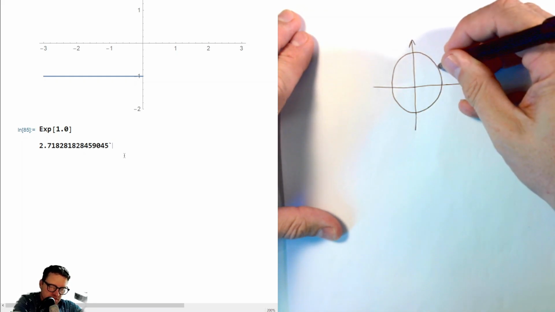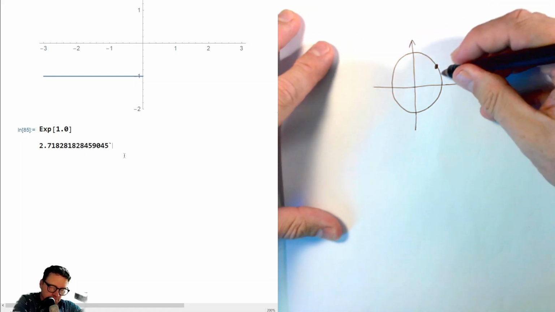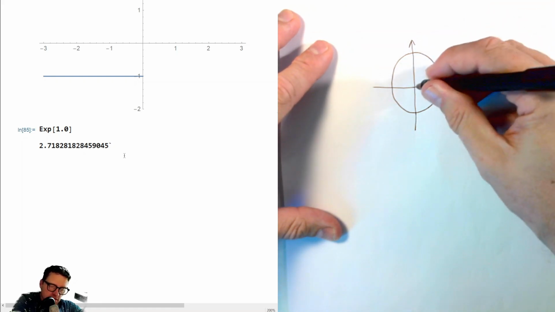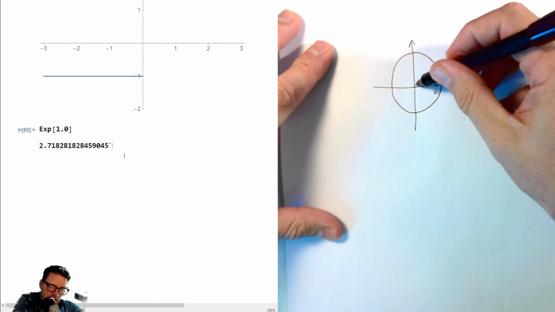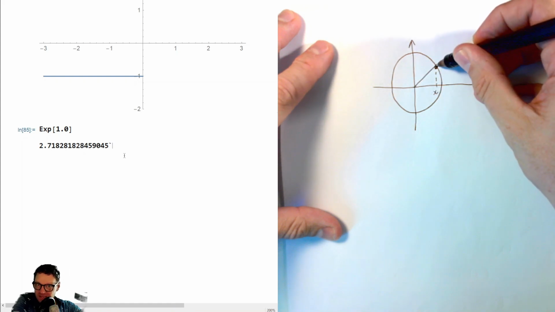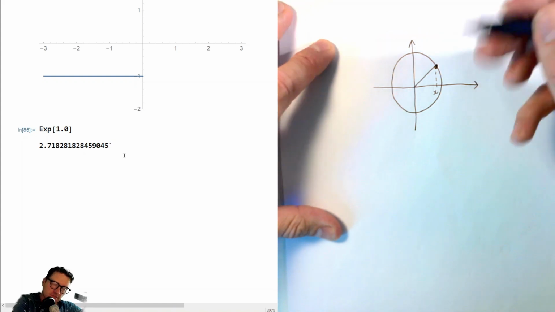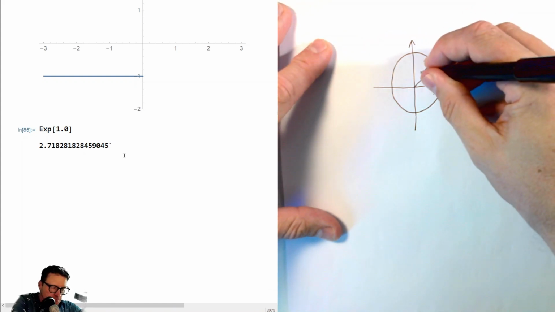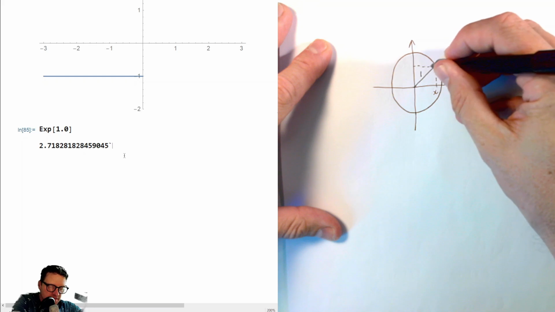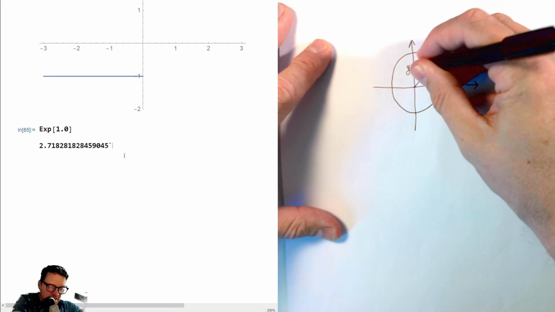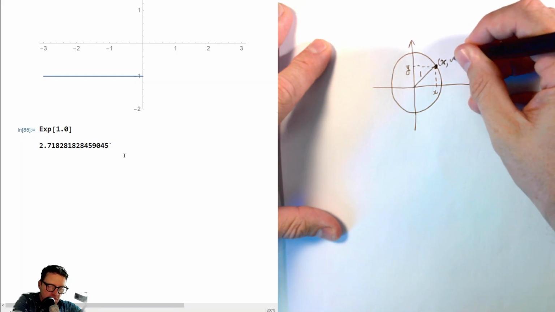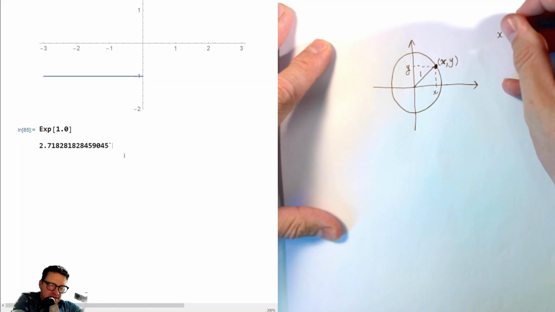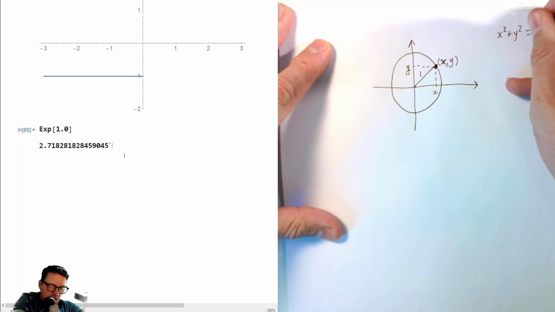All right, so if I just draw a point on it, come down, this distance from here to here, let's call that x. And then this distance from here to here, the origin to this point, is the radius, which is equal to 1. Now the height, let's call that y. Okay, so that would make this the point x comma y on the circle, and we know it satisfies x squared plus y squared equals 1.